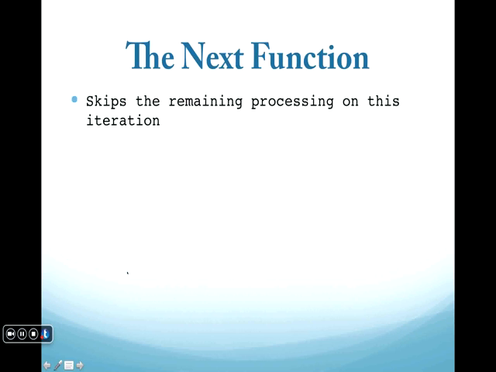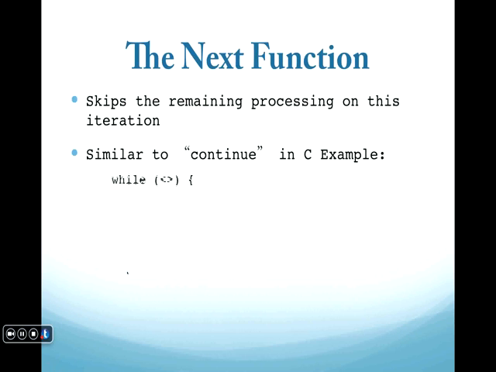Okay, the next function is just the opposite. It will skip the remaining processing on the iteration. So it's like continue, as if saying, if the condition is met, continue, don't do anything with that one. So here I have a loop. If the line starts with a pound, go immediately to the next line, don't do anything. So I'm splitting, and then I am printing.